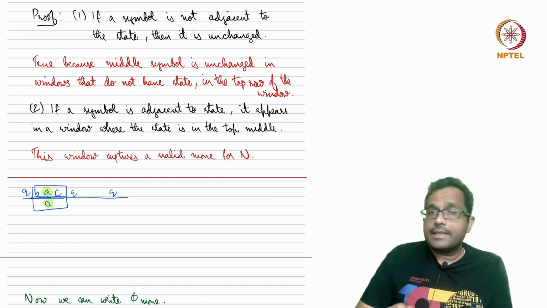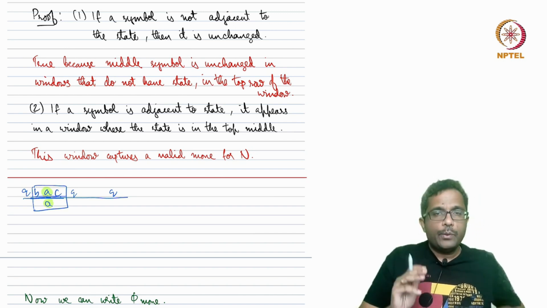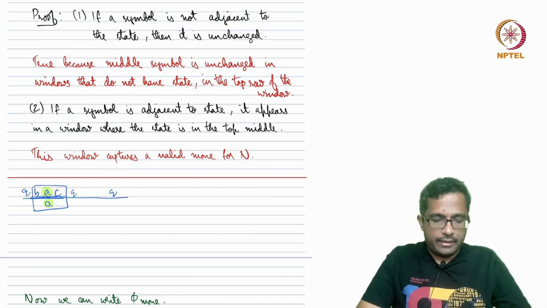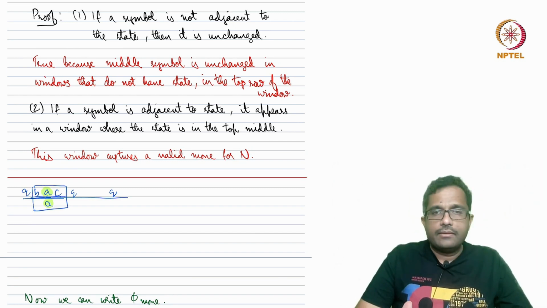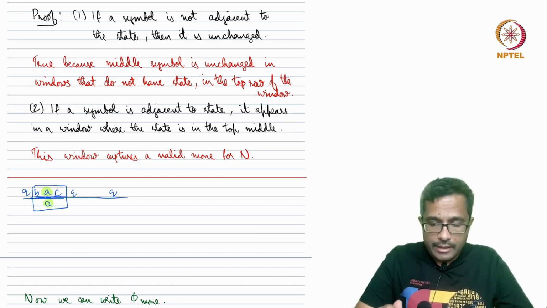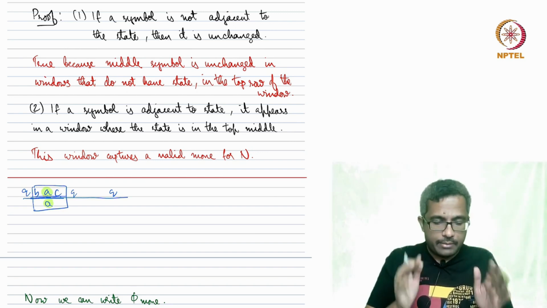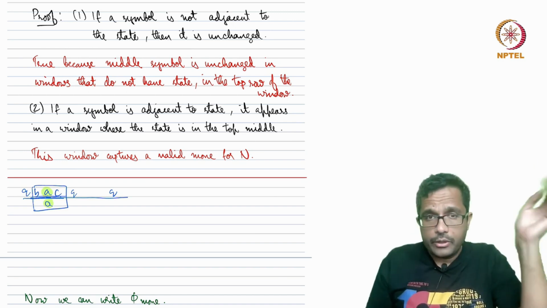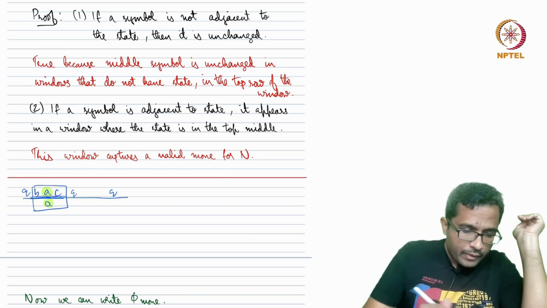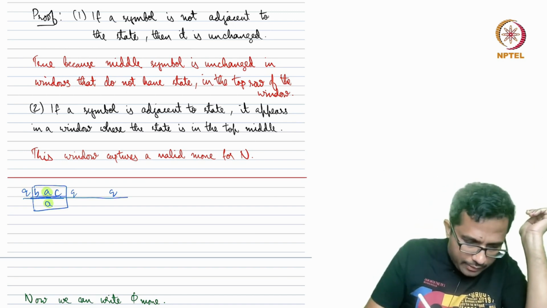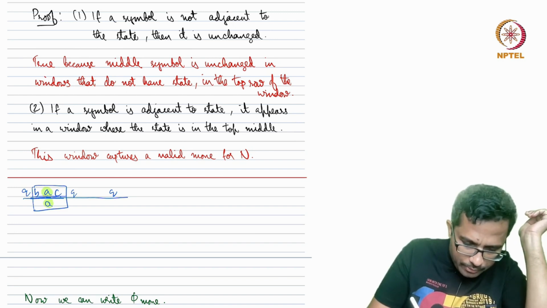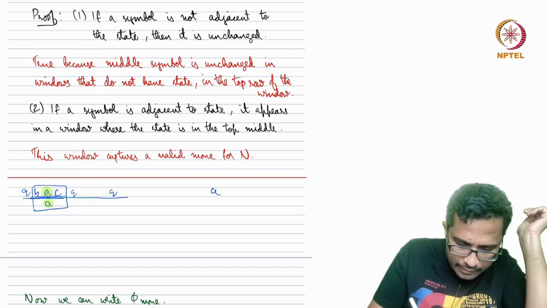Second, suppose a symbol is adjacent to the state, we want to say that it will change in a proper way as per the rules of the Turing machine, right? That is the second thing. So if a symbol is adjacent to the state, we want to say it gets modified only according to the rules of the Turing machine. Why is that? Suppose A is adjacent to the state, so maybe A here and Q here, and let's say B here.